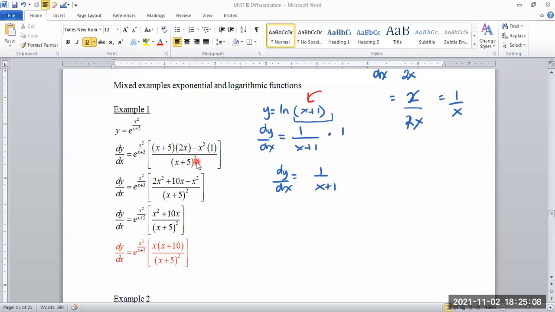My x plus 5 all squared I will not touch. I will leave it alone. So when I subtract this x squared from 2x squared, I'm left with x squared plus 10x over my x plus 5 all squared. I carry back the exponential from the question to here, so it does not change. The differential of the exponential function is the exponential function itself. And then I can factor out something to make things look a little nicer. So I'm going to say x times x plus 10. See there? x times x plus 10.